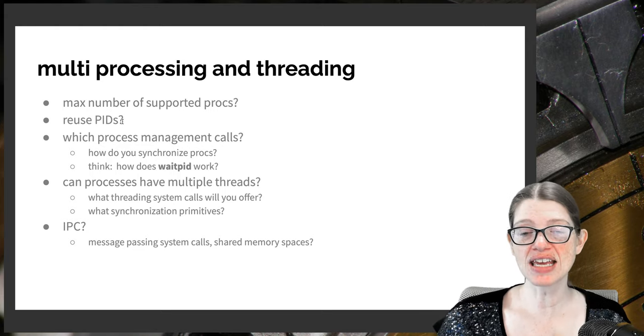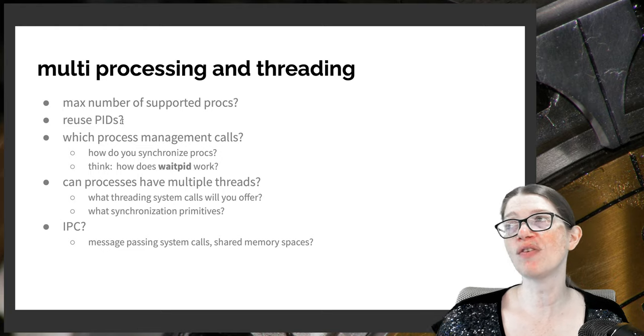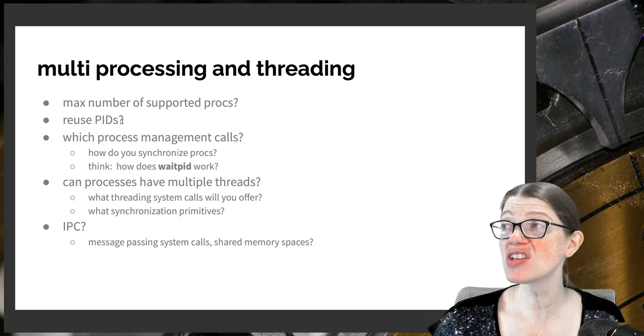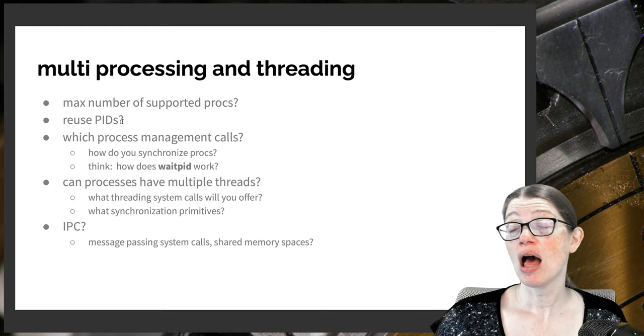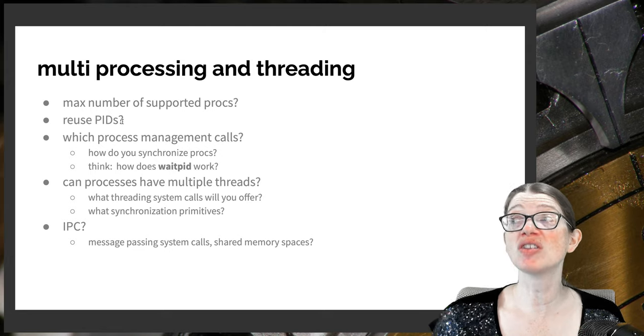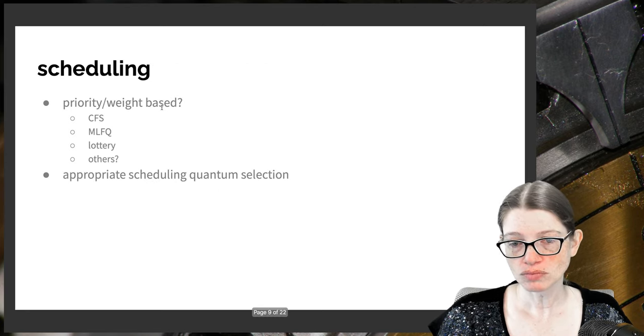Another thing we have to ask is, are we going to support inter-process communication? And if we are, what are the different techniques that we are going to support? Are we going to force the user to use files or networking? Or are we going to have some kernel-supported messaging platform or shared memory that system calls will help us set up and manage synchronization through?